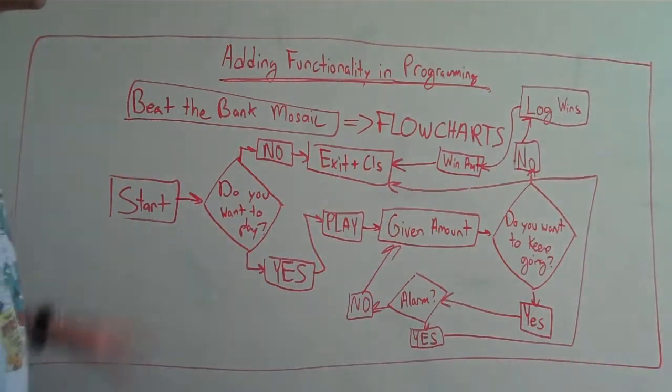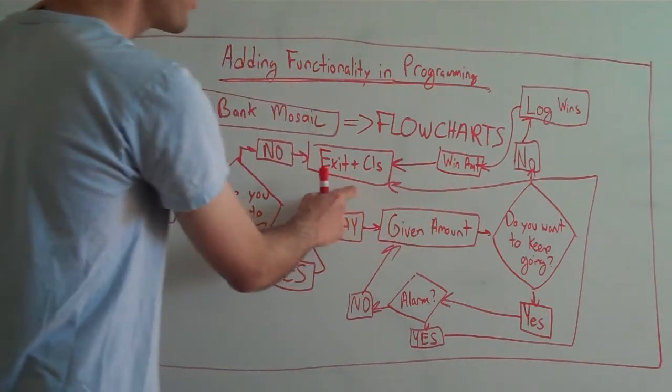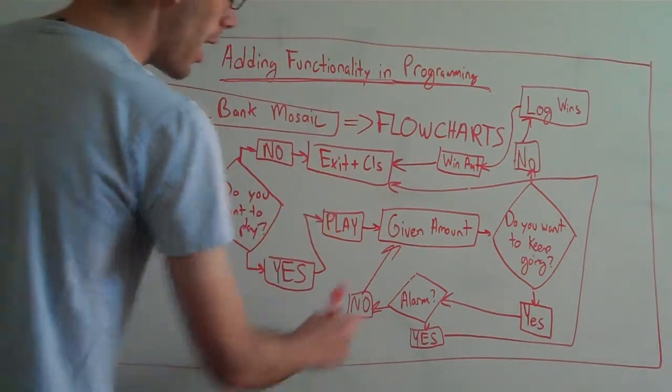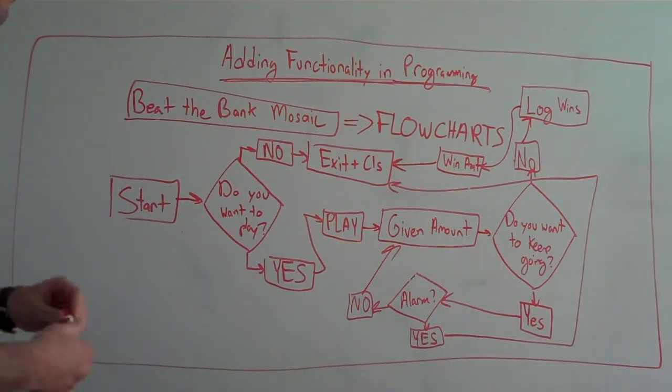That's okay. Print is assumed in some of these. Like win amount, that's a print. We print the amount you win. Exit, we print no worries. Given amount, that's a print. We print how much you won. But I just don't have enough room to put all the stuff on.